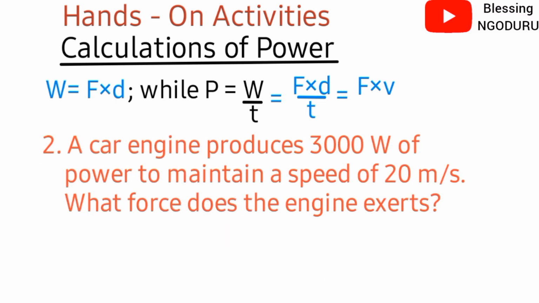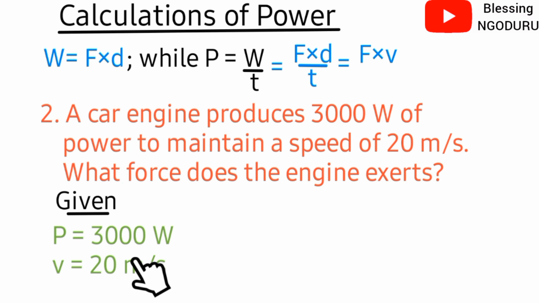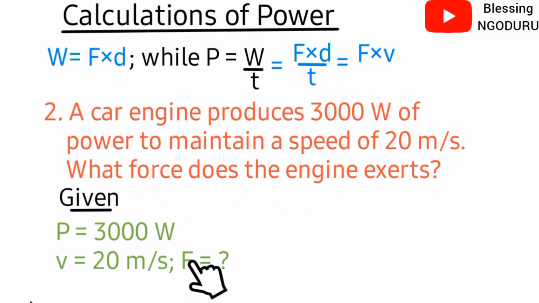Now let's look at the second example problem. A car engine produces 3000 watts of power to maintain a speed of 20 meters per second. What force does the engine exert? Now let's write out the given parameters. We are told that the car engine produces 3000 watts of power. So power is given. To maintain a speed of 20 meters per second, so speed or velocity is given. What force does the engine exert? So we are to look for the force.